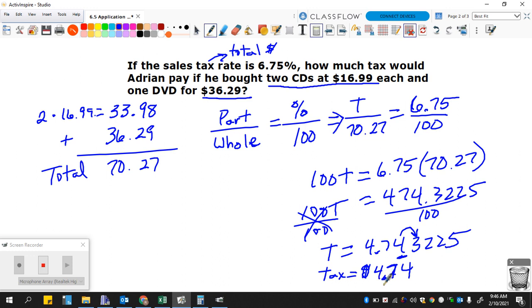And then if we wanted to find the total amount, we would just add that. So we would come over here to the tax and put $4.74, and add them, and his total price would come to $75.01.